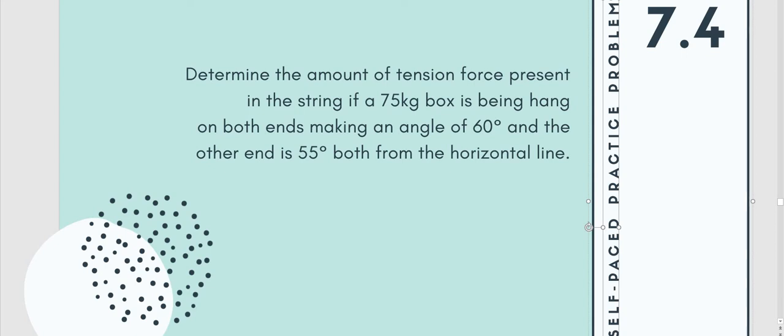Hi class, this is another example of tensional force. Determine the amount of tension force present in strings if a 75 kilogram box is being hanged on both ends, making an angle of 60 degrees at one end and 55 degrees at the other, both from the horizontal line.